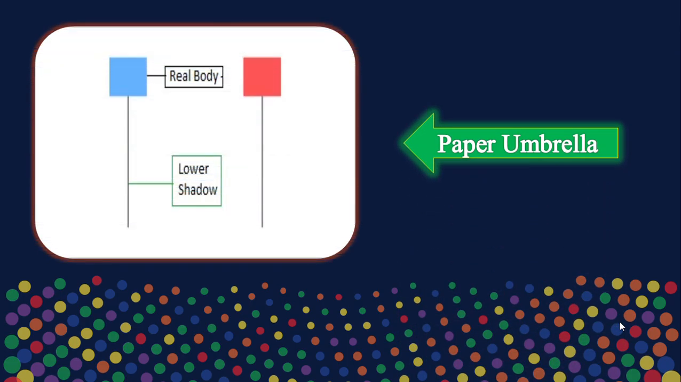How does a paper umbrella look like? In this picture we can see candles with an umbrella shape at the top of the candle. So these are named paper umbrellas. Now let us understand the structure of the candle. The blue and red parts are called the real body of the candle. The thin line below the real body is called the lower shadow. When will a paper umbrella be called a hammer?